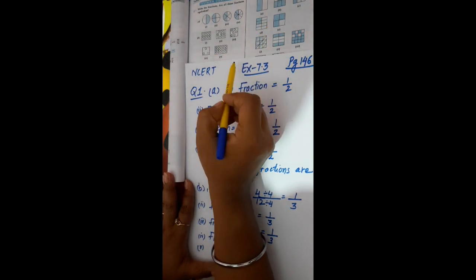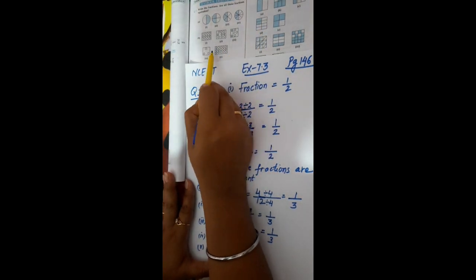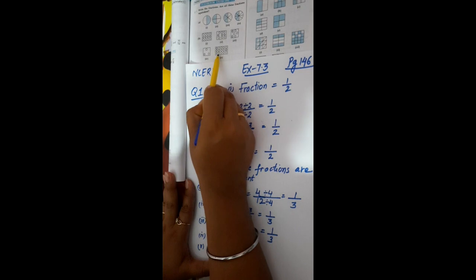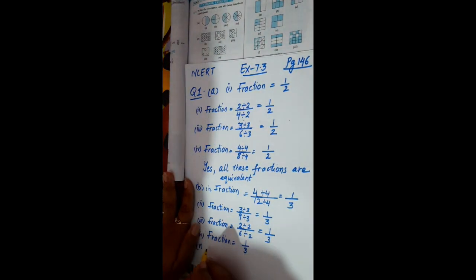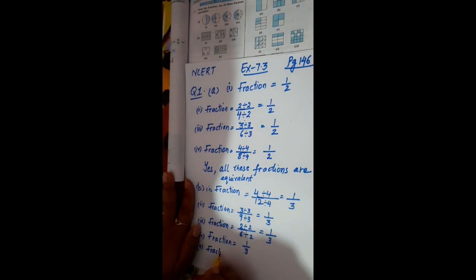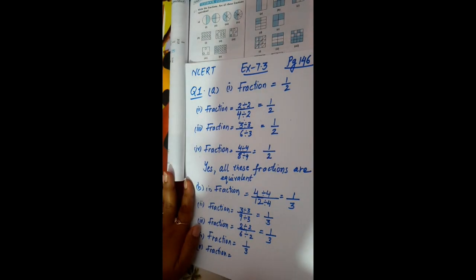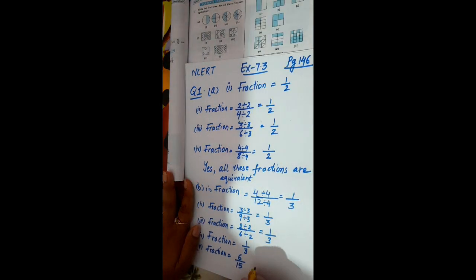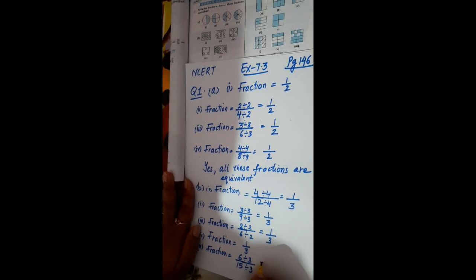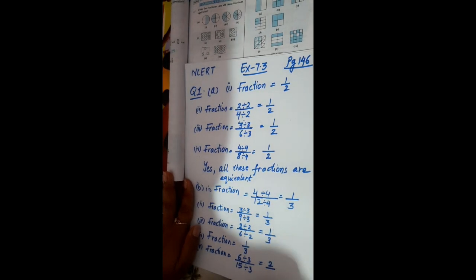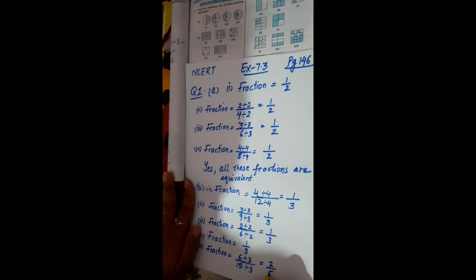Total objects are 15. And out of 15, how many are shaded? 1, 2, 3, 4, 5, 6. 6 are shaded. So here I have a fraction that is 6 upon 15. As 6 and 15 both are divisible by 3. So 6 divided by 3 you will get 2. 15 divided by 3 you will get 5.